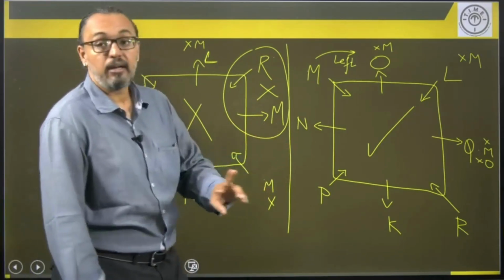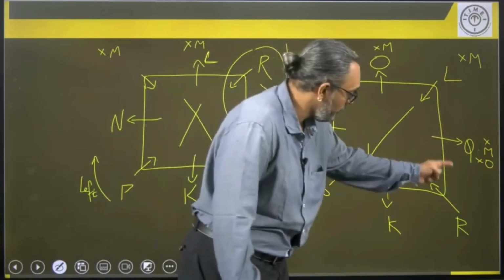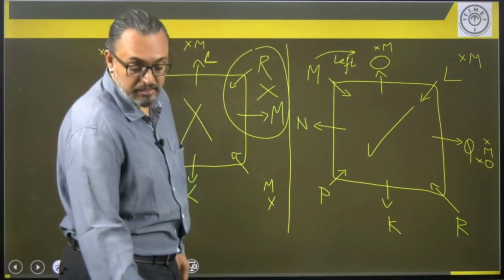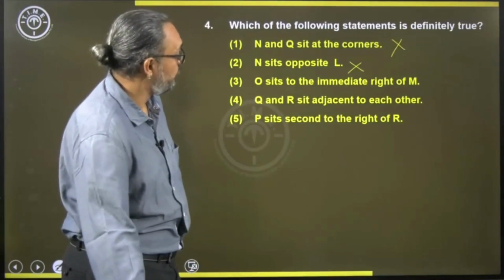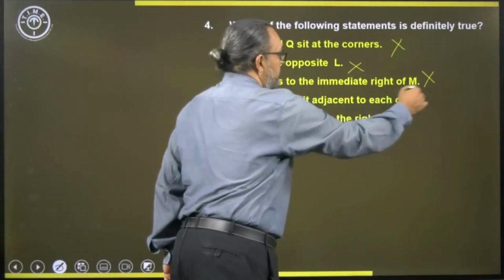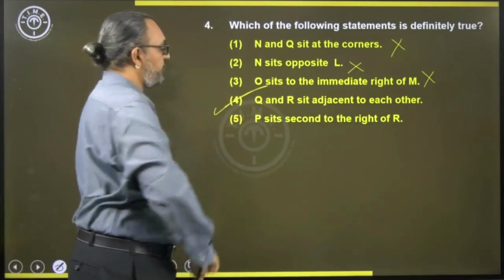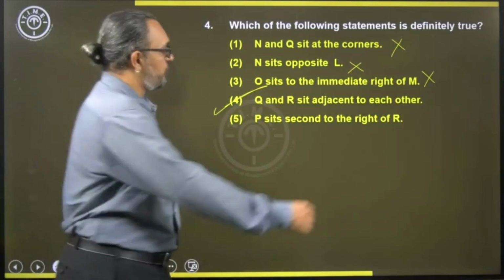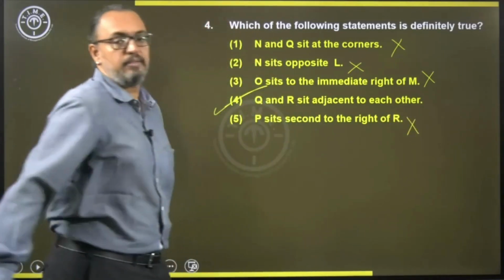Fourth, Q and R are adjacent to each other. Do I have them in adjacent positions? Yes. So Q and R are adjacent to each other, so that is what we will choose as our answer. Fourth option. Right, so the fifth need not be checked.